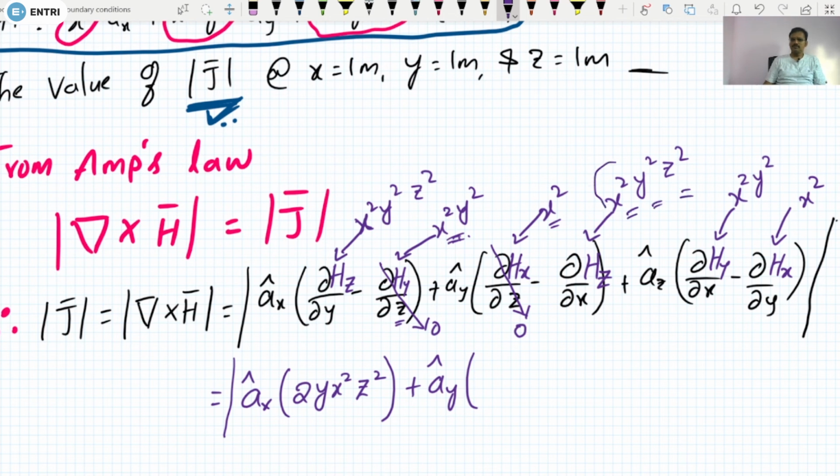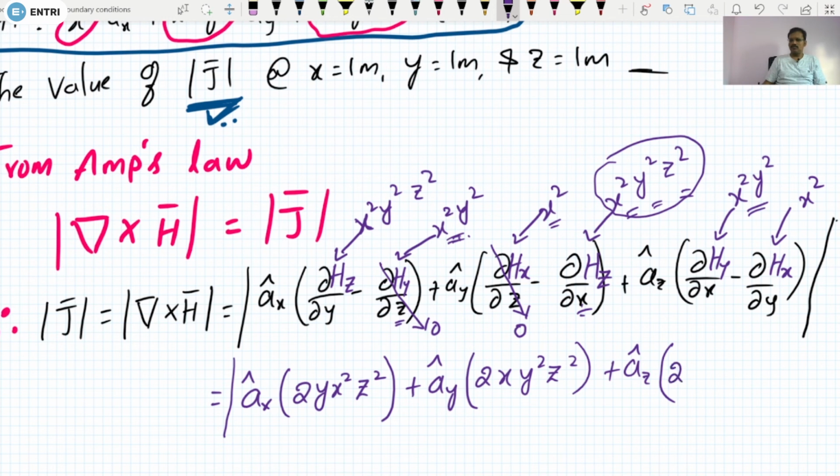So if you differentiate x square y square z square with respect to x, what are you going to get? You are going to get 2x into y square z square, plus what you are having: az cap into, so what is the differentiation of hy with respect to x? hy is nothing but x square y square. So if you differentiate this with respect to x, you are going to get 2x y square. And hx is nothing but x square. So hx is a function of only x.